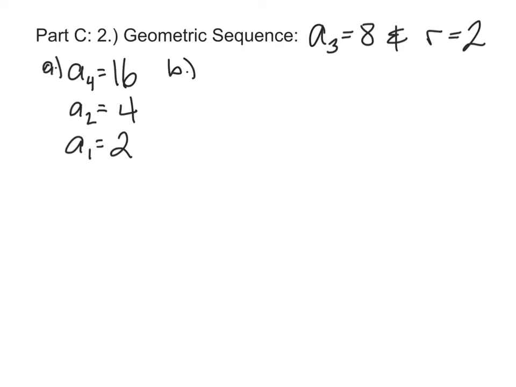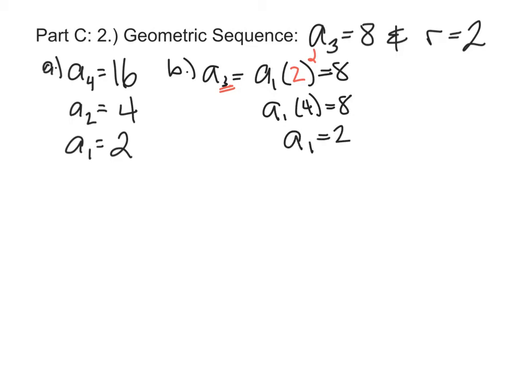In part B, I ask you to verify that a1 is equal to 2. We're going to do that by looking at that third term. How do we make the third term? Well, we make it by taking the first term times the common ratio to the n minus 1th power. The common ratio in this case is 2, and since 3 is n, the power is going to be 2 as well. And we know what the third term is, that's 8. So a little bit of algebra: a1 times 2 squared is 4, and if we divide by 4, a1 is 2.